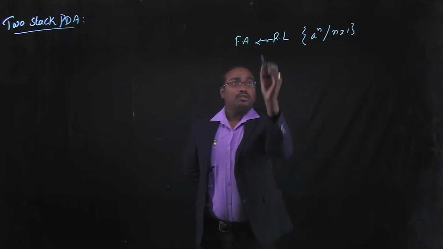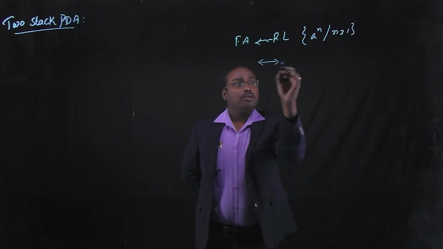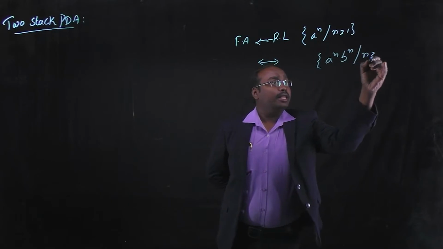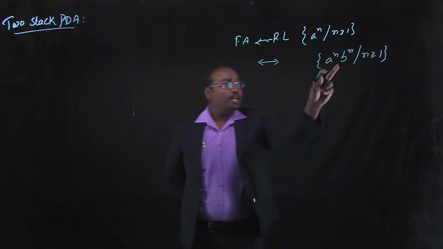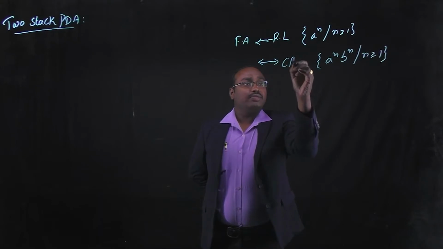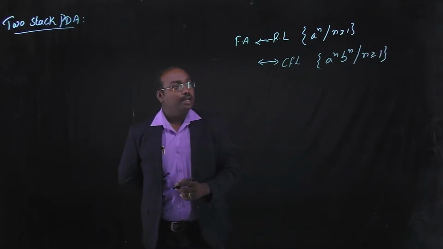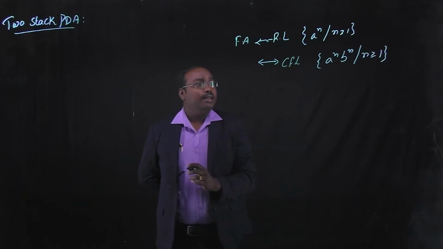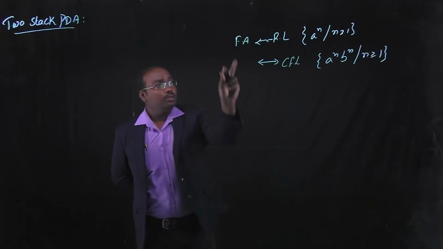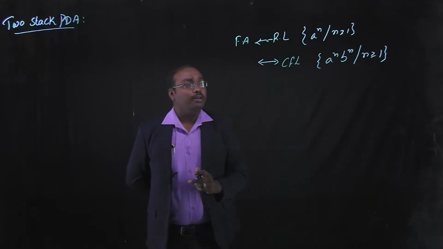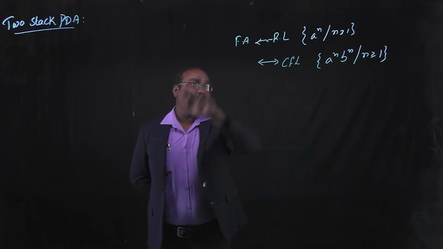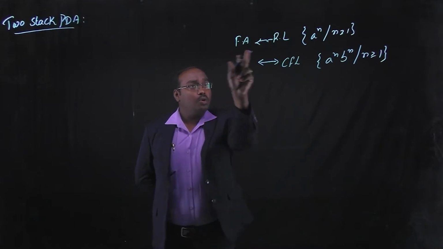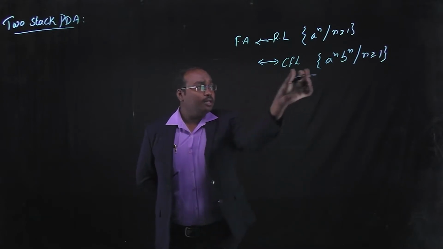Next, according to Chomsky normal form, for accepting a power n, b power n, where n is greater than or equal to 1, this language is called a context-free language. For accepting this type of language, we can build another machine called a push-down automaton. Finite automata do not have the capability to accept context-free languages, because there is no auxiliary memory.